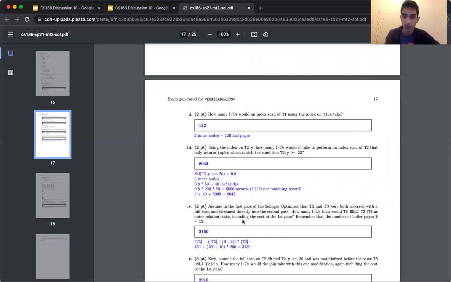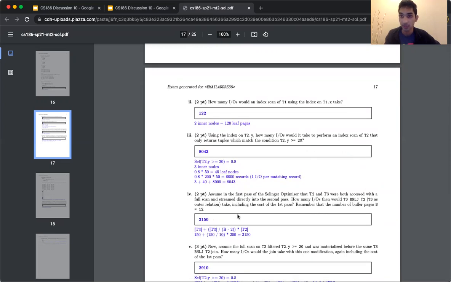Okay, so for this question, we need to calculate the cost of doing a full scan on T3. And then we can apply the BNLJ formula directly. So T3 divided by B minus 2, times T2. T3's value is 150, so we have 150 pages in T3. We're doing 150 divided by 10 times 200. There are 200 pages in T2, which gives us a total of 3,150 IOs.